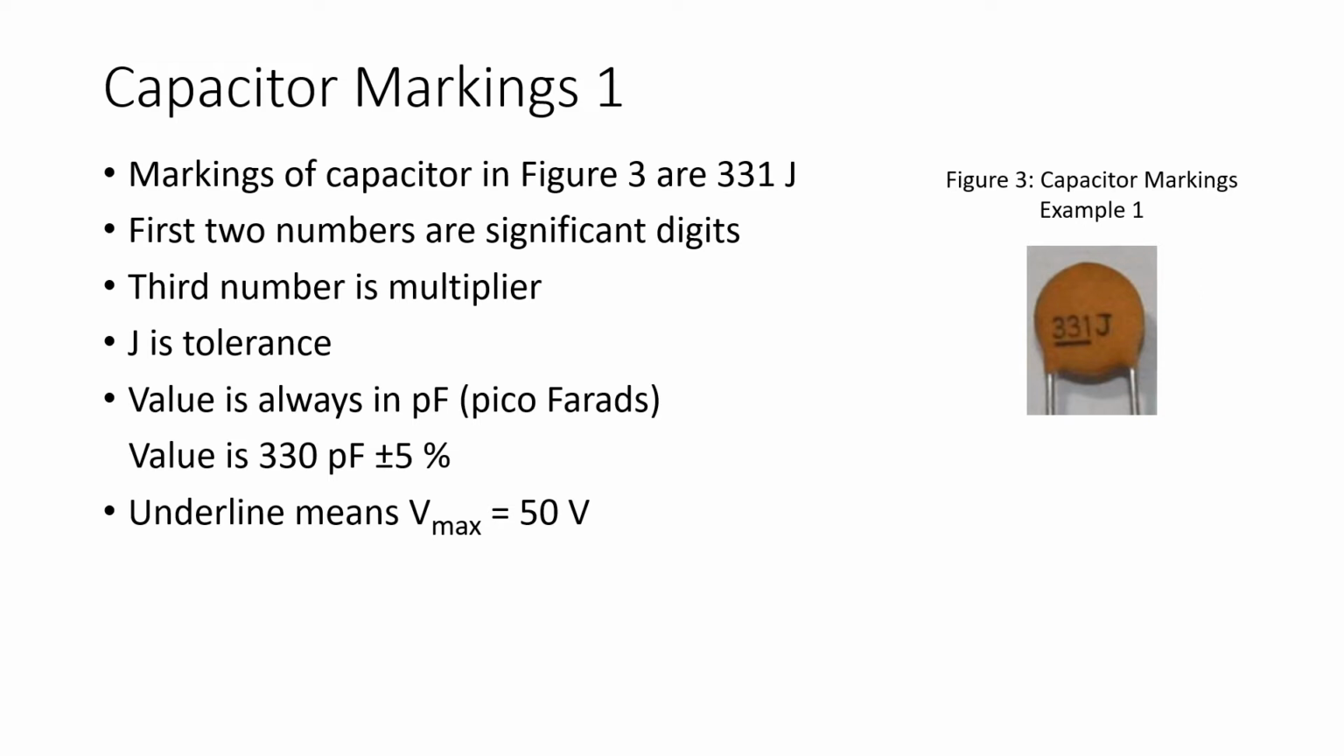Now, notice the underline under the numeric value, and this symbolizes that the capacitor has a maximum voltage rating of 50 volts.